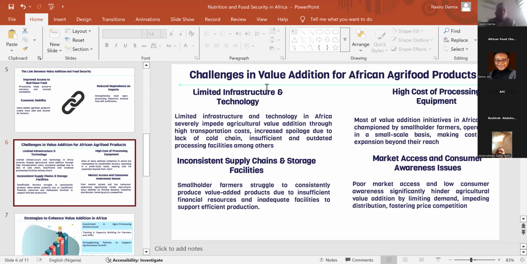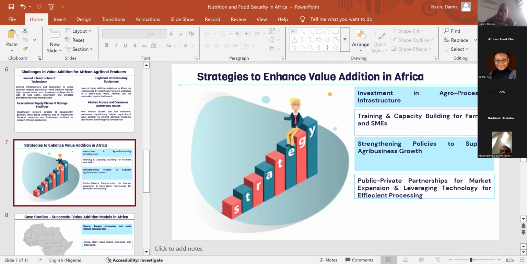African agri-food products. Right? So the next thing for us is, okay, we've seen the problem, we've seen the potential within the continent, within the value addition, among other things. Then what can we do? Right? What should we do differently? What are our strategies? Right? So the strategies for us here is to look at things that will enhance the value addition in Africa.